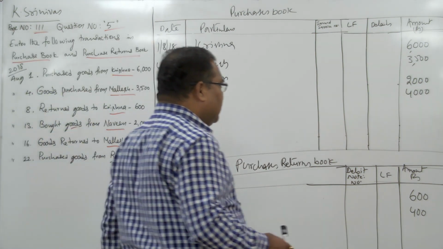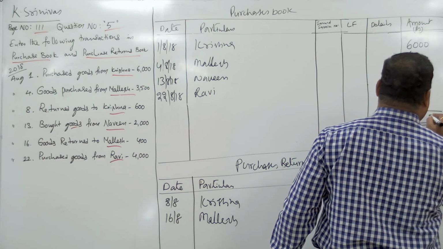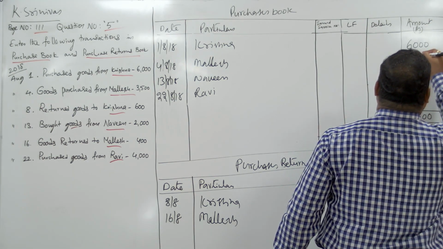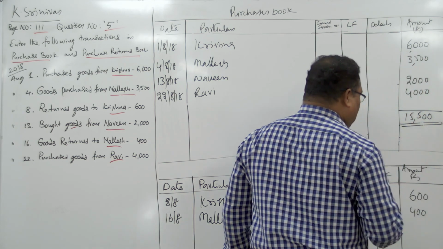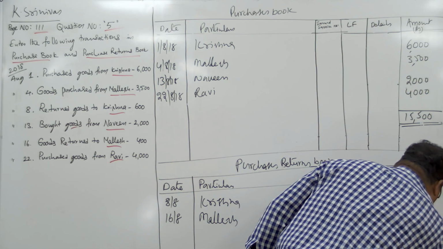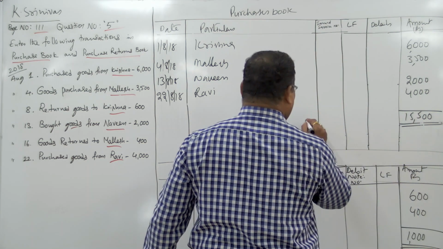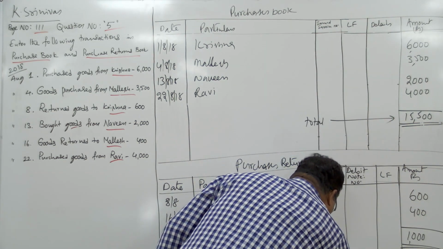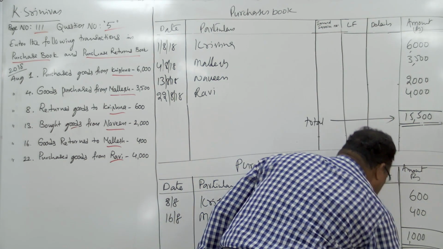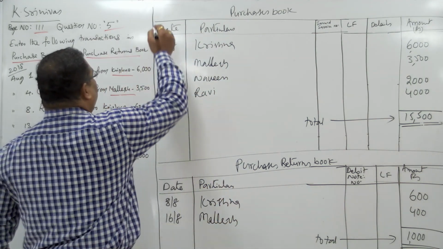For both, this is 15,500 and this is 1,000 rupees. If you want, you can write total here, no issues. That's all. This is problem number 5.